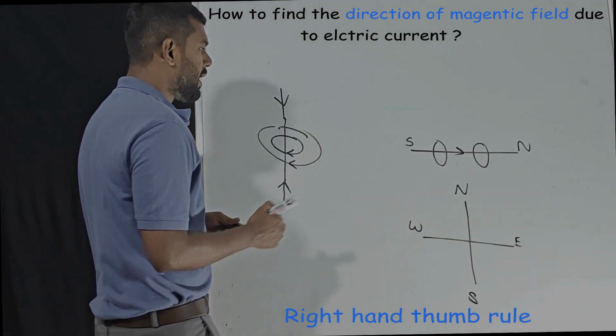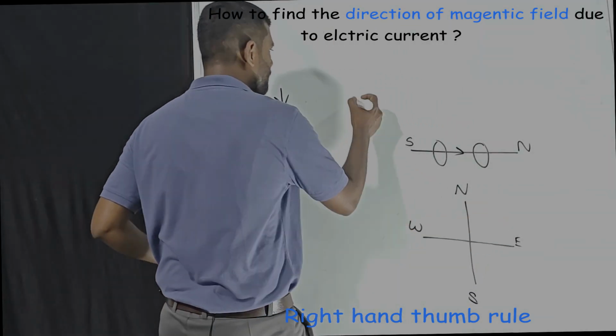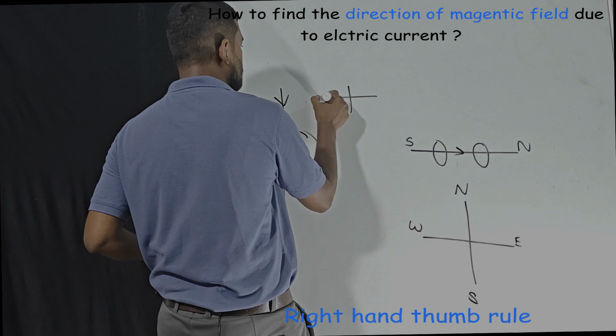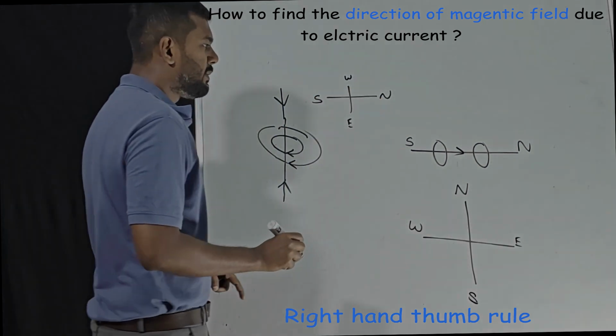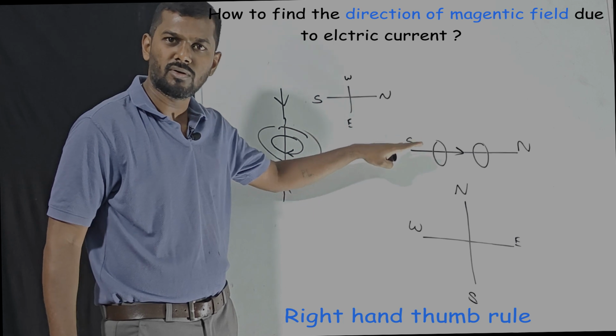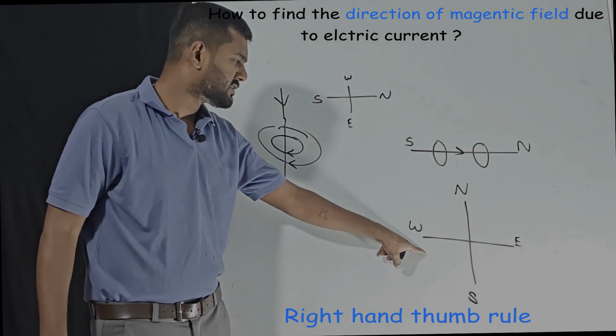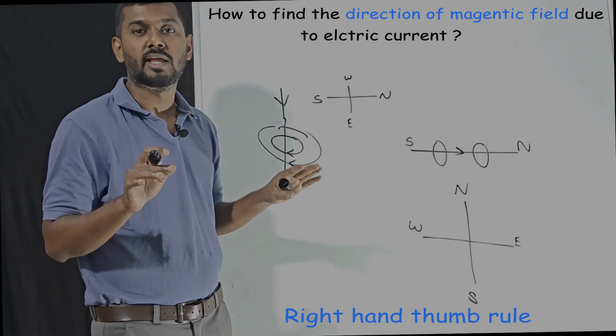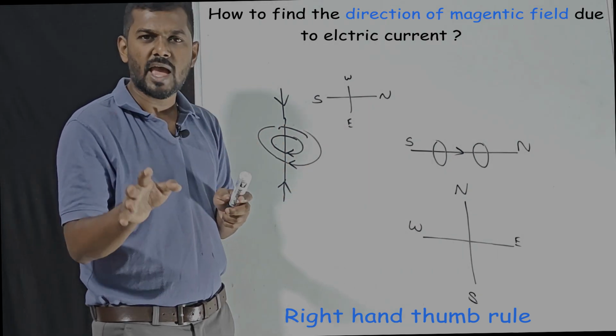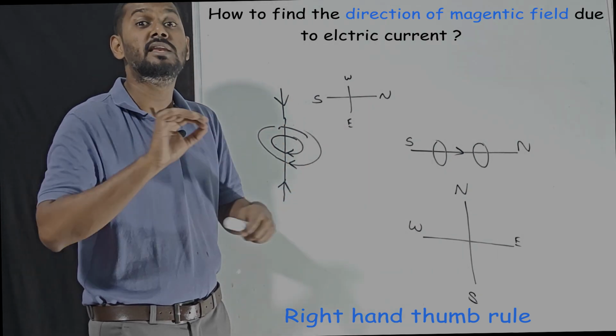Remember this point. According to this diagram, south, north, west, east. Because in the exam they are going to give you questions like this. If you only understand it one way, then you will find it difficult. That's why you have to learn everything. Then whatever question they ask, if you have the knowledge, you can answer any question.